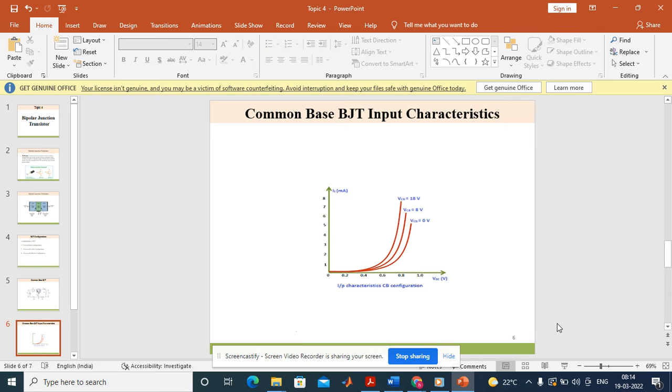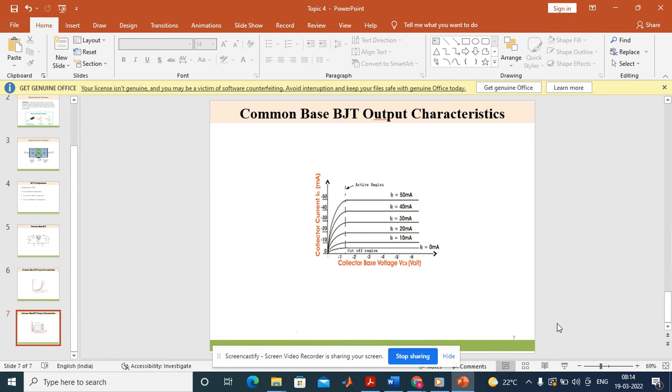The next one is the output characteristics of the common base bipolar junction transistor. It's plotted between the output voltage and the output current. We can see the different output characteristics of the common base bipolar junction transistor for different values of emitter current of 0 milliamperes, 10 milliamperes, 20, 30, and so on.